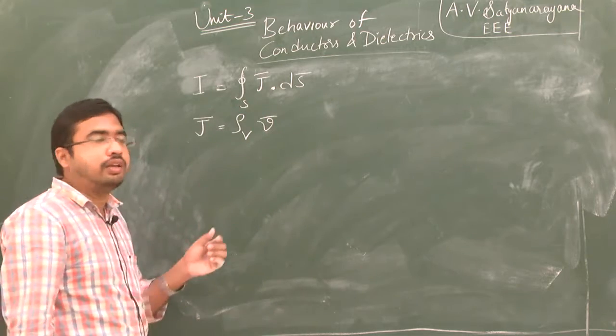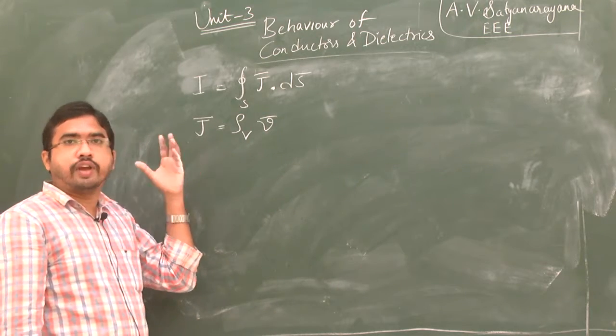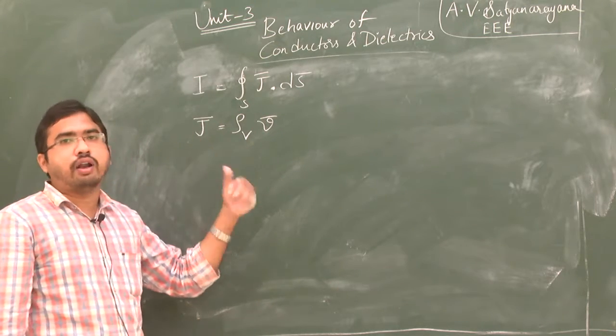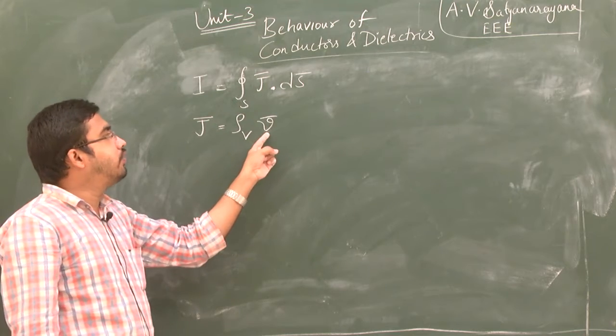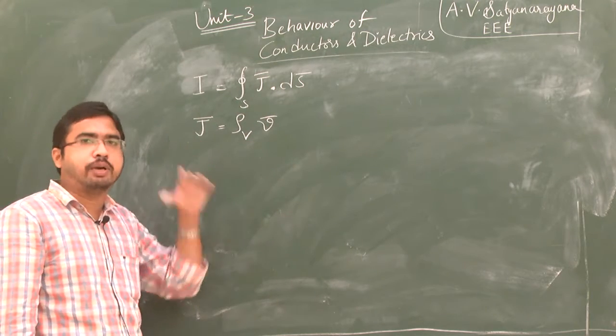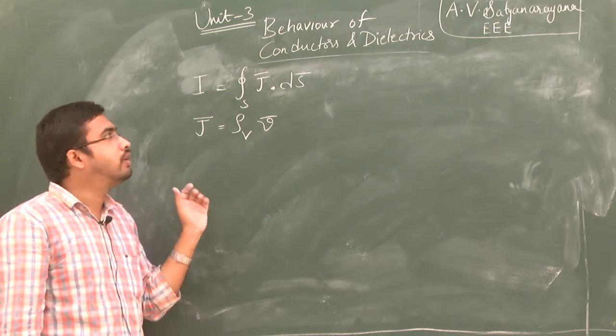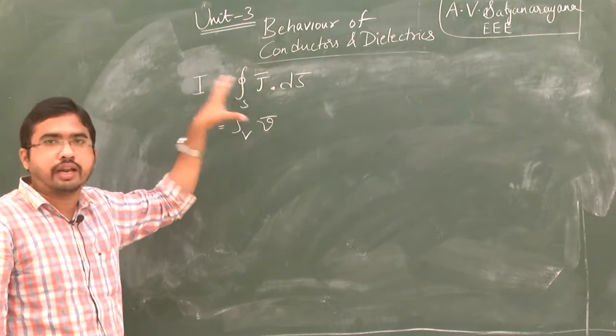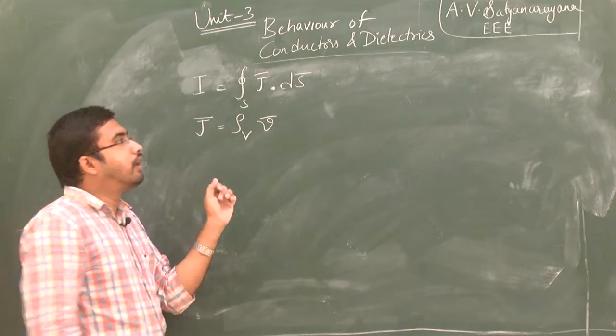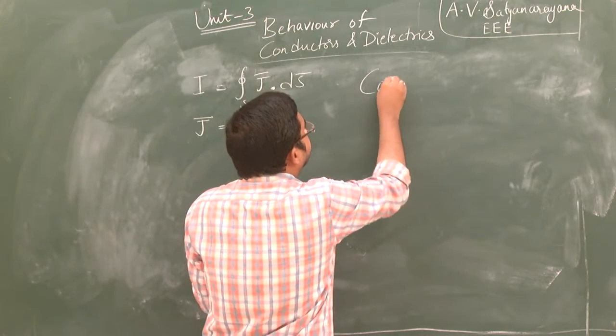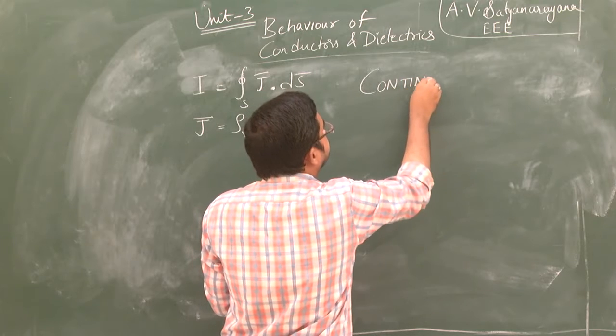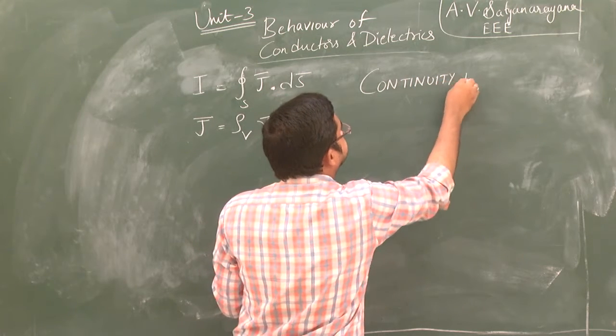bar. Okay, J bar is the current density in vector form, rho v is the volume charge density, and this V bar is the velocity in that particular direction which you are considering. So these are the two relations that we have derived. Keep them aside. Now we are going for a new topic called continuity equation.